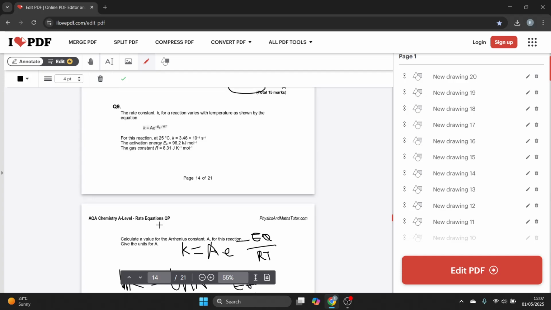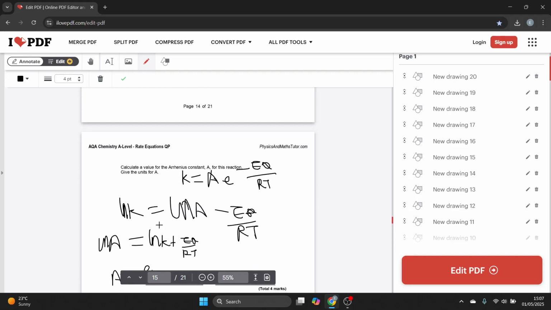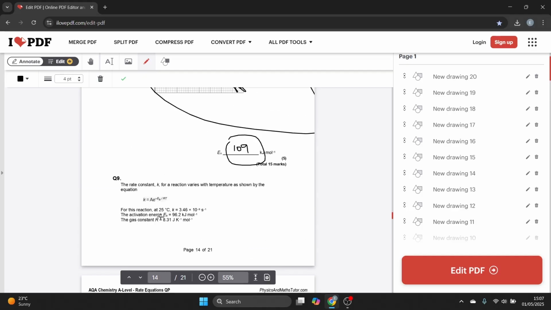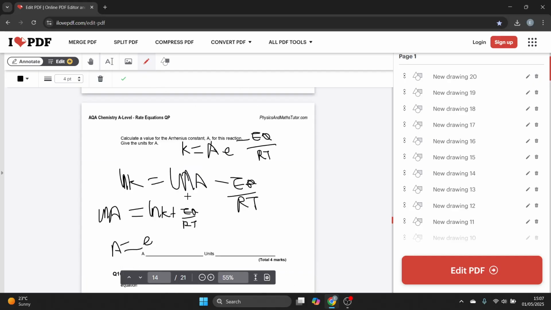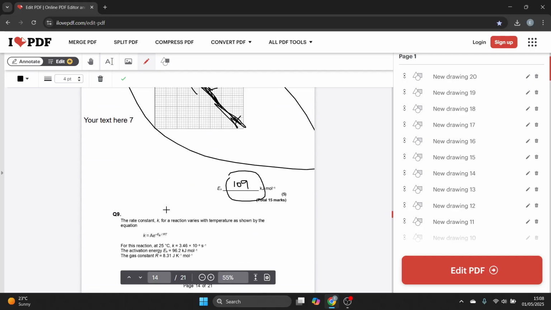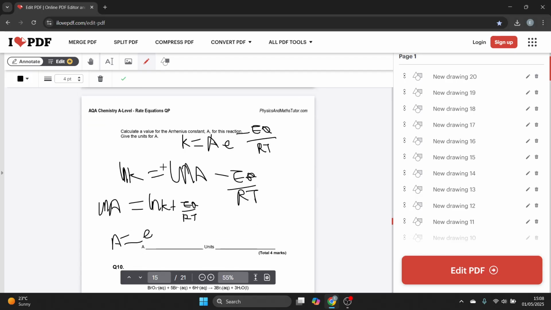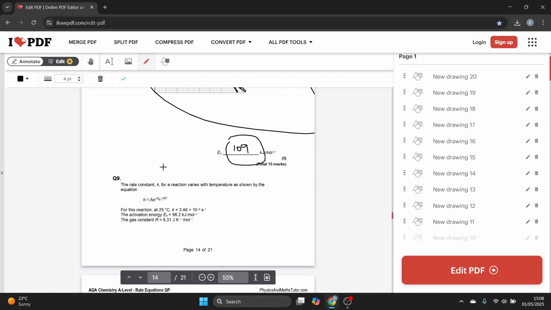So shift ln k is 3.46 times 10 to the power minus 8, plus activation energy measured in joules, 96,200 over 8.31. And then I do shift e to the power of my answer, and I get a maths error. So I've clearly done something wrong.